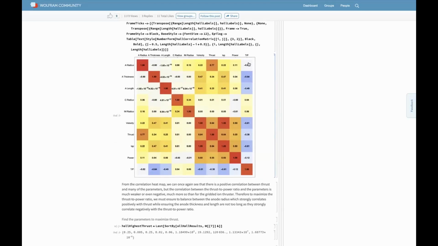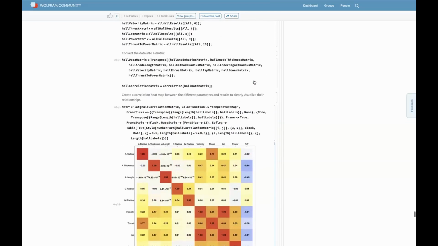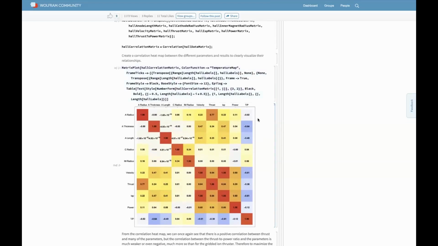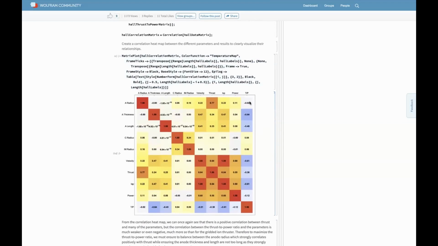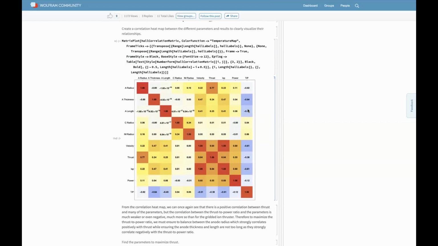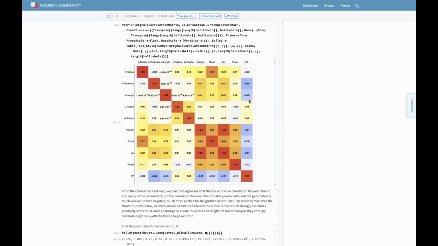But you're also able to see that the Hall effect thruster is much more energy efficient, because many of these thrust to power consumption ratio values are negative, which shows that even though you're increasing the radius, the Hall effect thruster is actually less efficient, because all these values are negative and it's harder to increase the thrust to power consumption ratio.